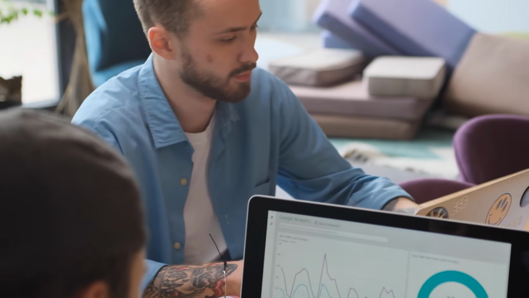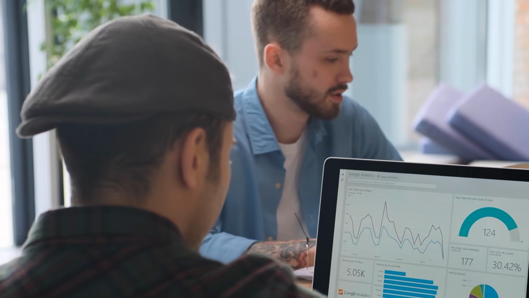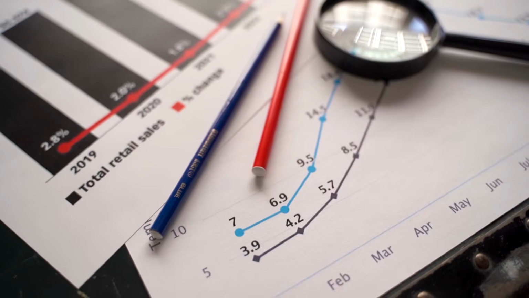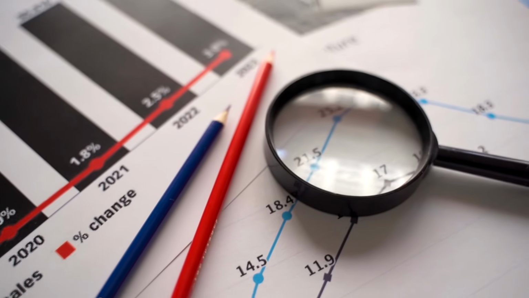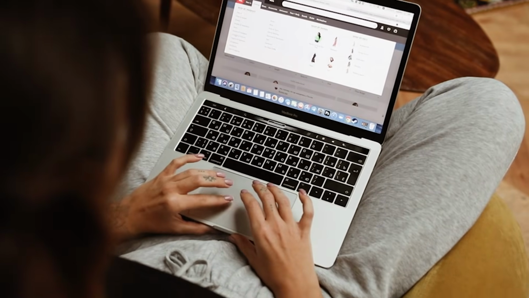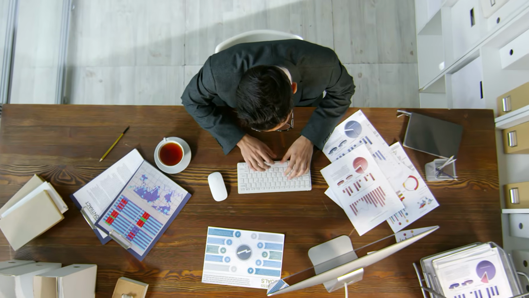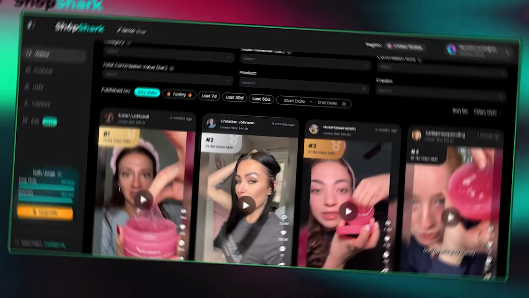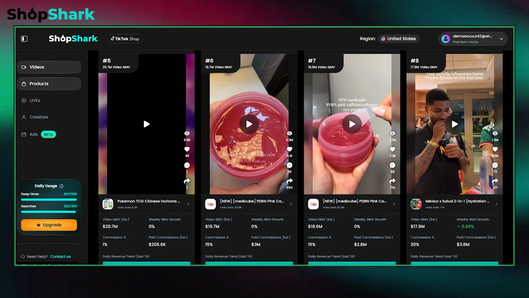Before we start, one important thing to remember is that analytics should guide your decisions, not replace them. Sales estimates, commission estimates, and trend signals are useful for research, but they are not guarantees. You still need to consider the product, your audience, the quality of your content, and the rules of the platform before promoting anything.